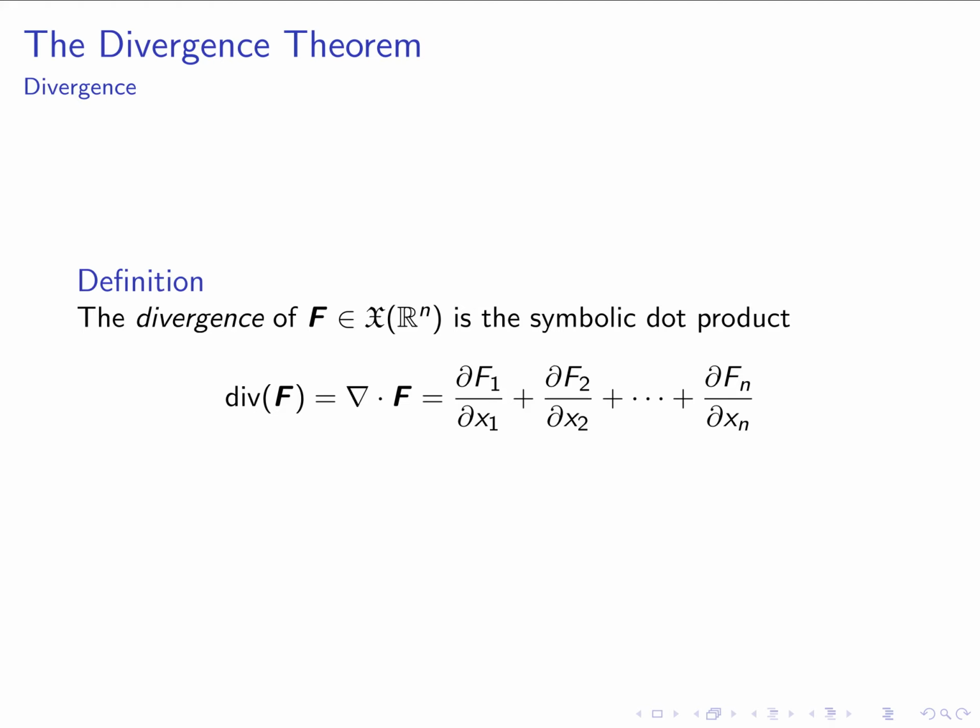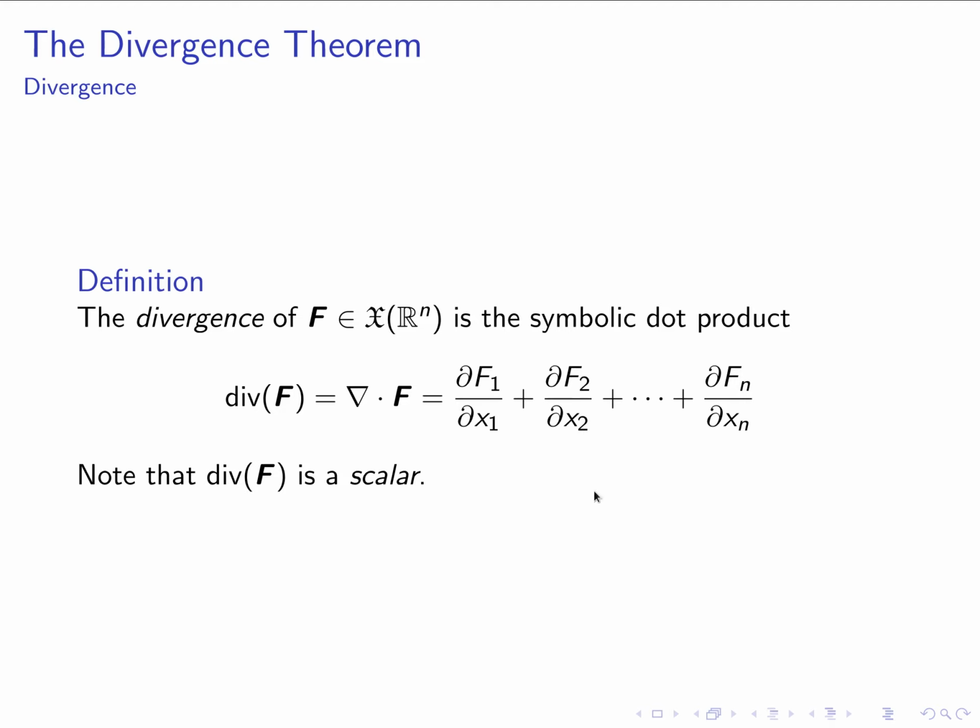So let's remind ourselves what the divergence of a vector field is. The divergence of a vector field is defined as a symbolic dot product. We write div F to refer to the divergence, and we can think of this as the dot product of the del operator with the vector field. What this really means is that we take the partial derivatives of each coordinate of the vector field with respect to its corresponding variable, and then we add everything up. So we take the partial derivative of the first coordinate with respect to the first variable, plus the partial derivative of the second coordinate with respect to the second variable, and so on and so forth.